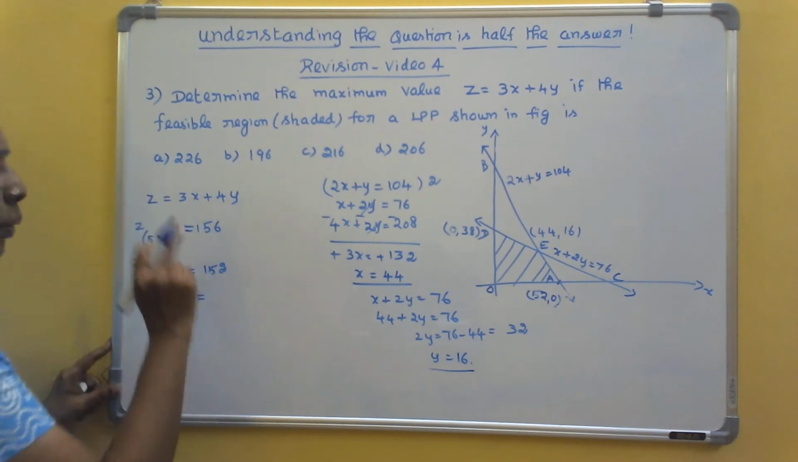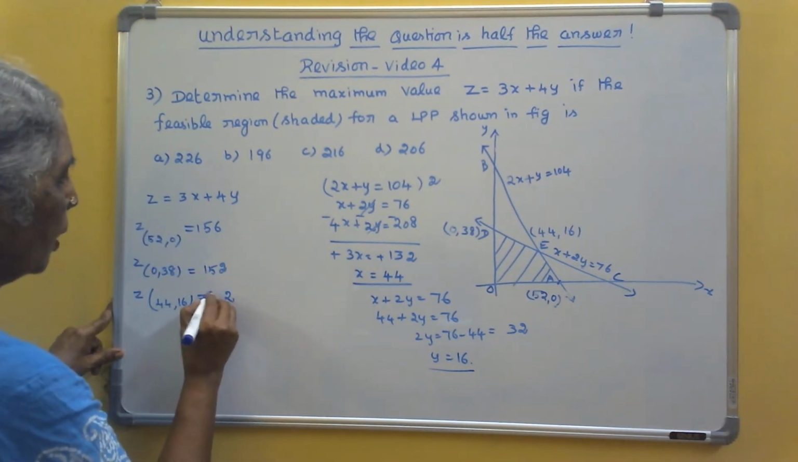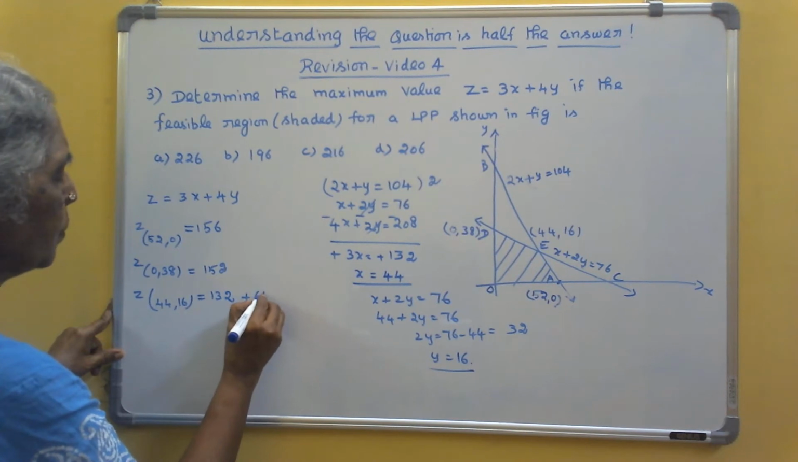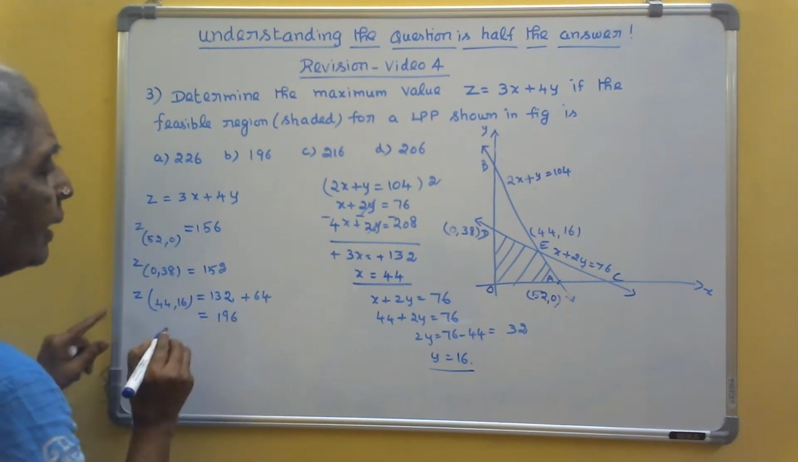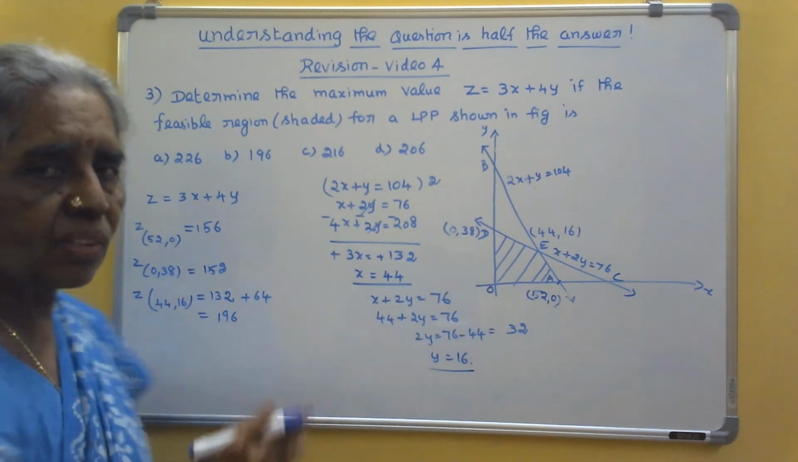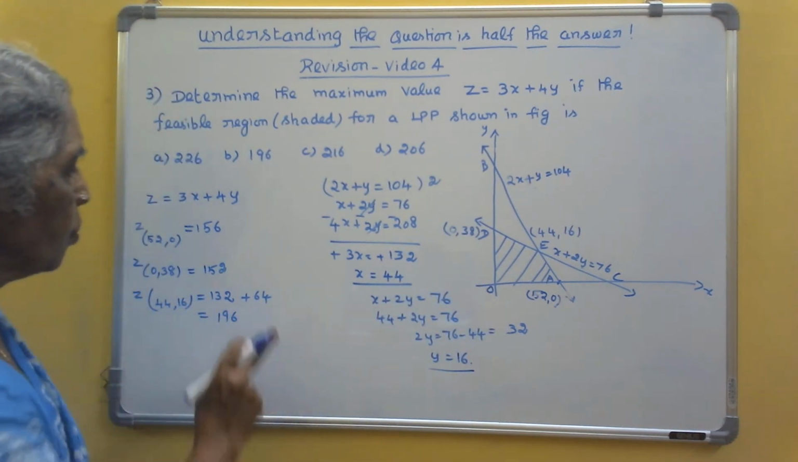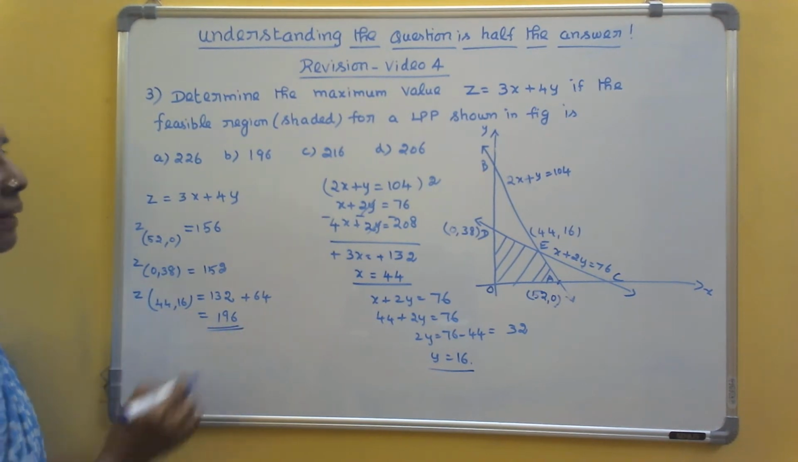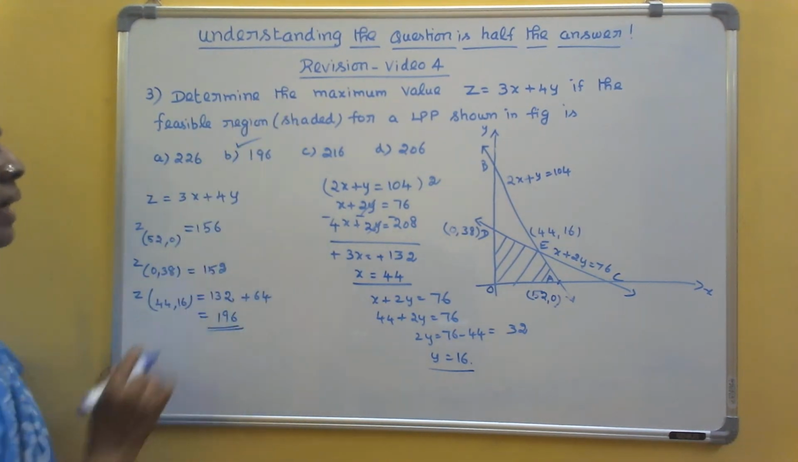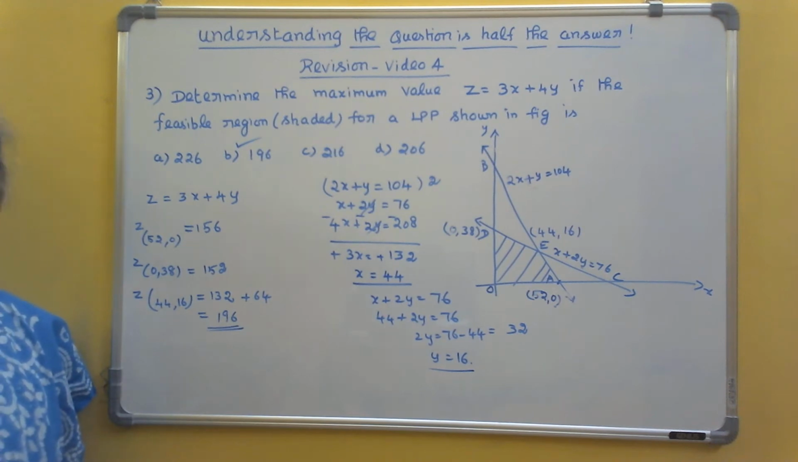Now let me take Z of (44, 16). So 3 into 44 plus 4 into 16. So I will get 196. This anyway is 0, so I am not writing that. So now which is the maximum value here? 196. So our option is B, 196.